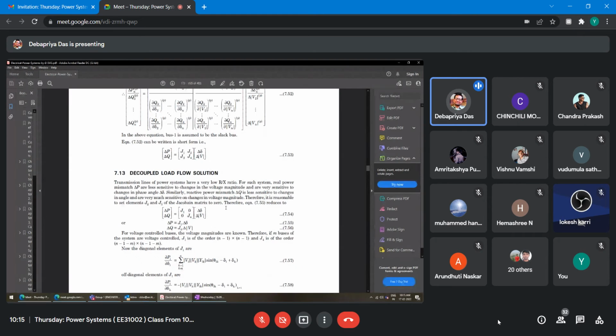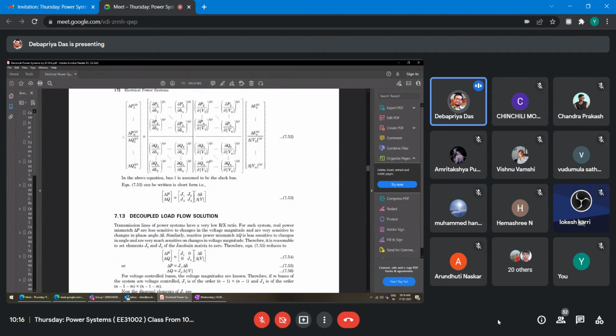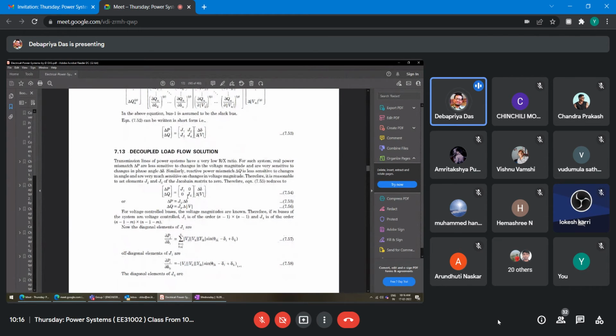But if you have m number of PV buses, then one bus is slack bus, so total number of buses is n minus 1. PV buses means where voltage magnitude remains constant, right? Therefore, J1 will be n minus 1 into n minus 1 because it is related to delta only, and if it is a PV bus, the voltage magnitude is constant. So with m number of PV buses, J4 matrix in general will be n minus 1 minus m into n minus 1 minus m. The m is the number of PV buses, right? If m is 0, if no PV bus, then n minus 1 into n minus 1.